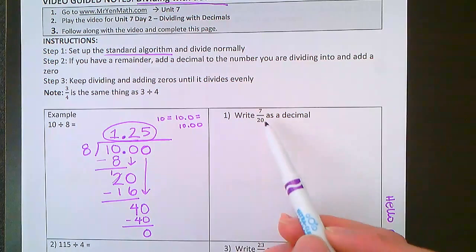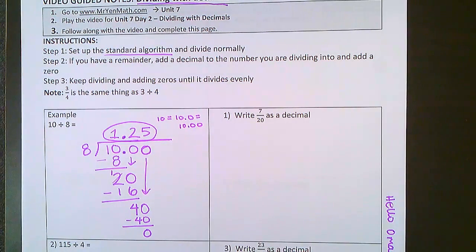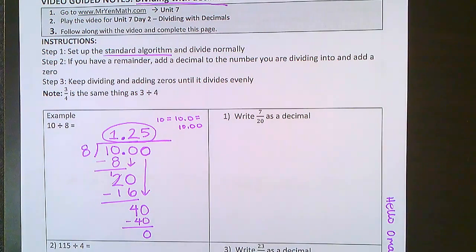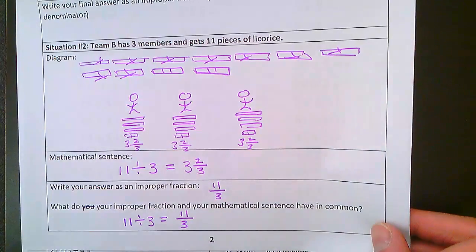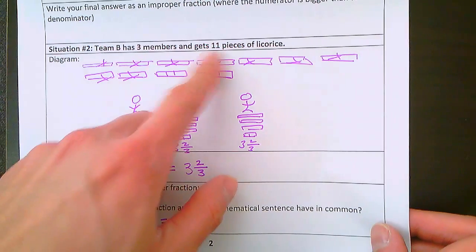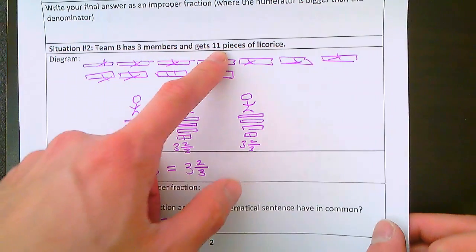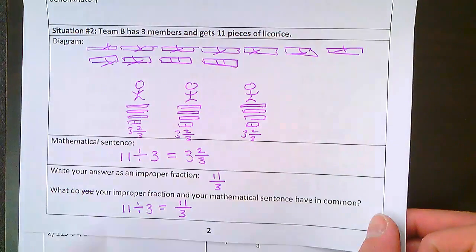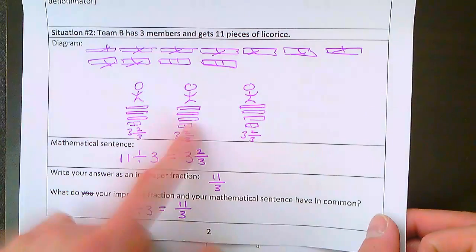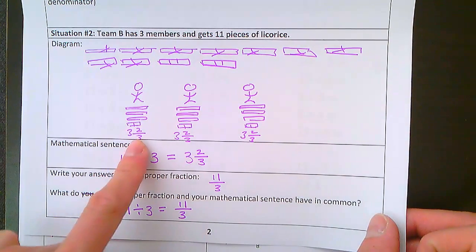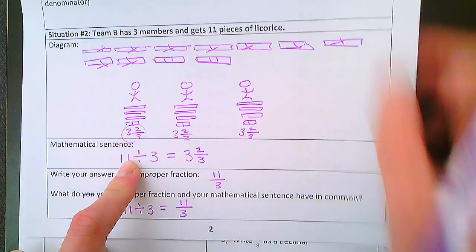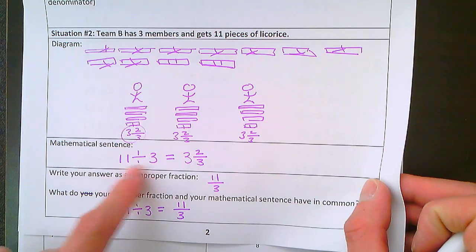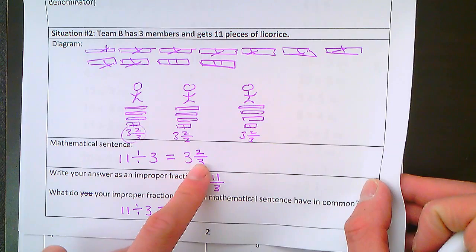Now before we start this one, I actually want to bring us back to your packets on page 2. This is what your work looks something like from page 2. You had 3 members, and you were splitting 11 pieces of licorice among your 3 team members. So you split it up, you drew the diagram, and then you came out with each person got 3 2/3 pieces of licorice. So your mathematical sentence was 11 divided by 3 equals 3 2/3.